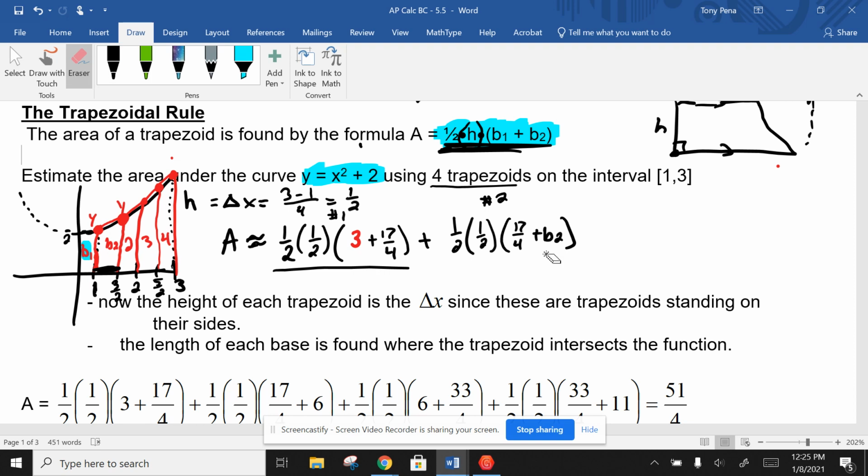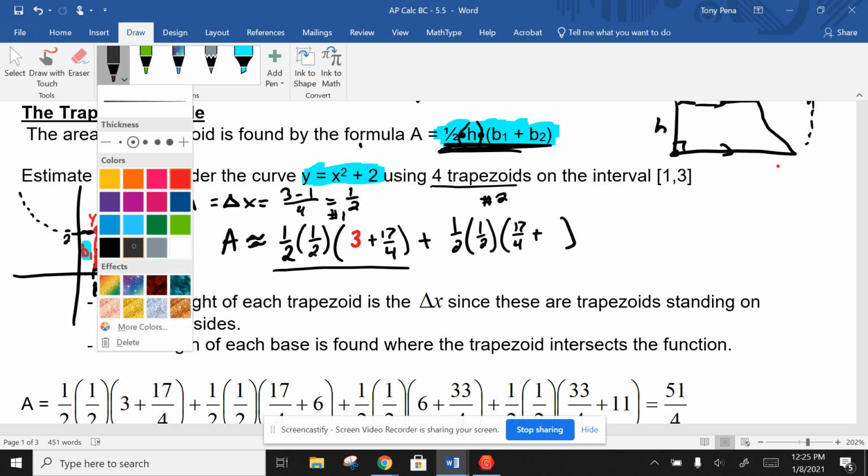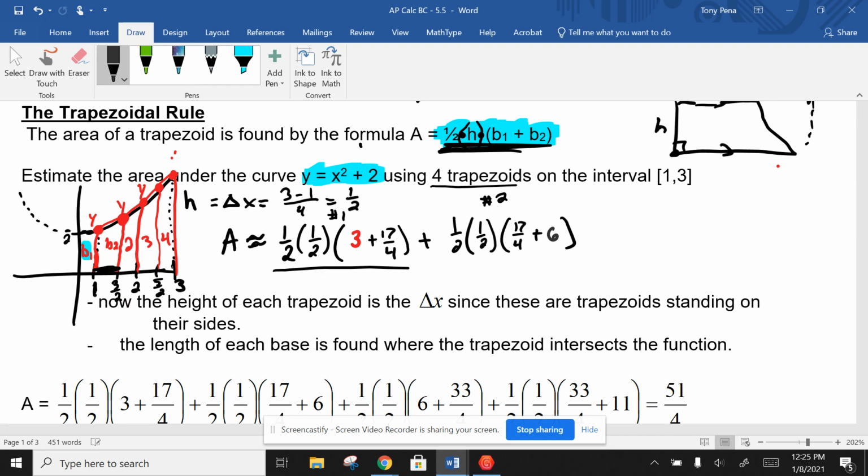When we go to the next one, so for trapezoid number 2 here, we now need to figure out what is the y coordinate up here. So you're going to take your 2, plug it into x squared plus 2, square it, add an additional 2, and we should get that to be a 6. This will give us the area of trapezoid number 2. Plus trapezoid number 3, 1/2, that's part of the formula. Our height for all of these is also a 1/2.